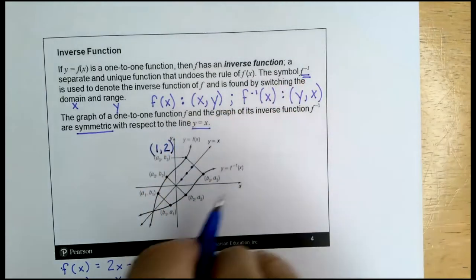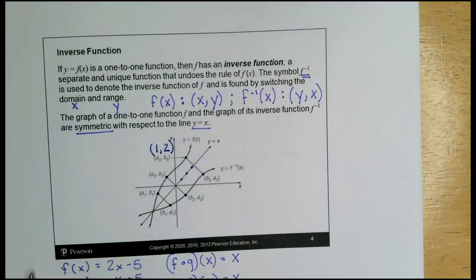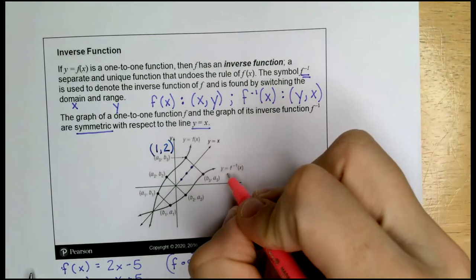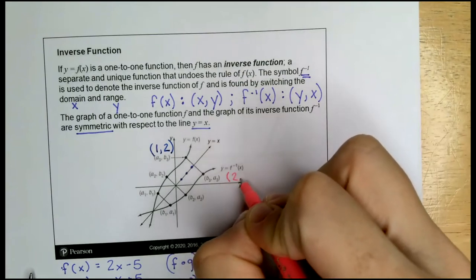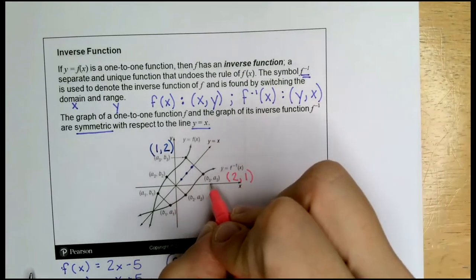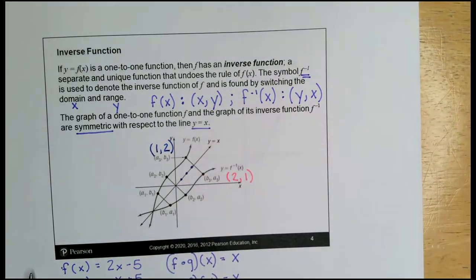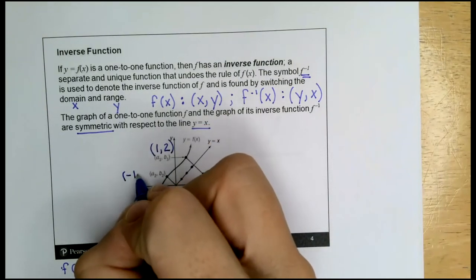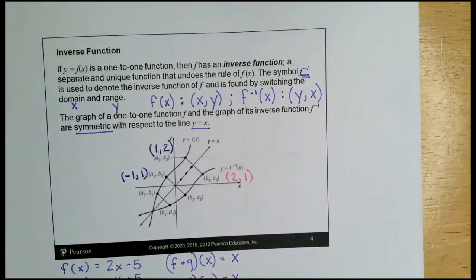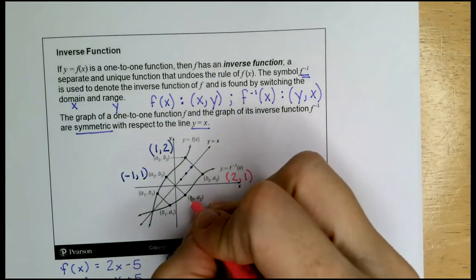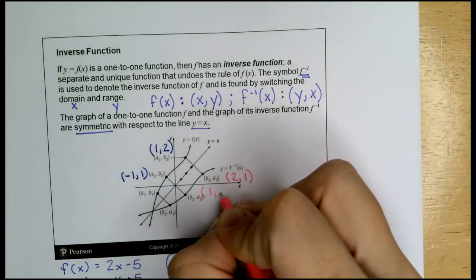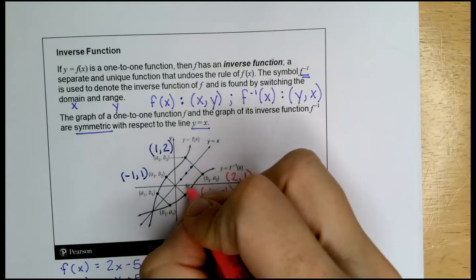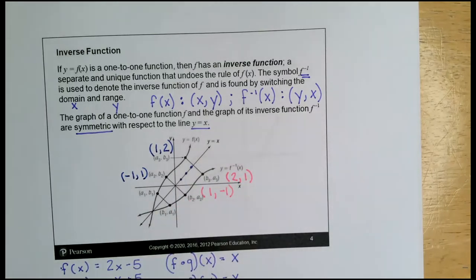If this point is (1, 2), we're going to flip them, and this point should be (2, 1). That fits, right? If this one is (-1, 1), that means its corresponding point should be (1, -1).